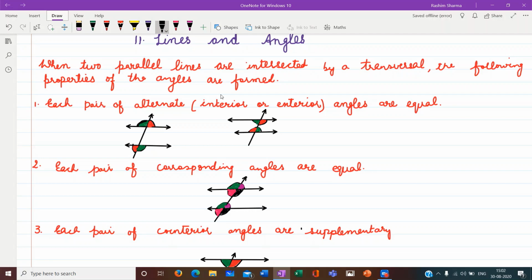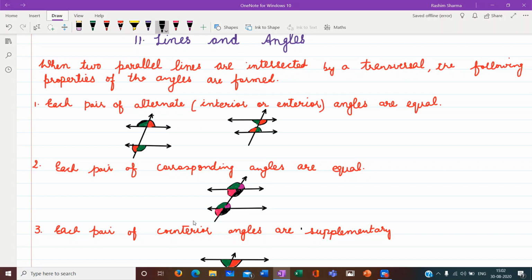When two parallel lines are intersected by a transversal, the following properties of the angles are formed. Number 1. Each pair of alternate interior or alternate exterior angles are equal. Here we can see these are alternate exterior angles and these are alternate interior angles, and we know alternate interior and exterior both are equal. Then second point, each pair of corresponding angles are equal. Here we can see a pair of corresponding angles.